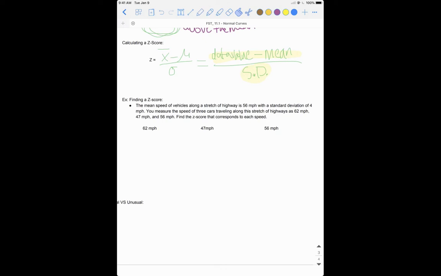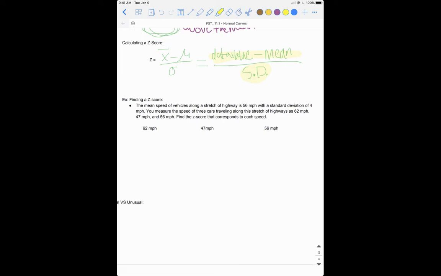All right, so now let's look at finding our z-score in an example here. This example says that the mean speed of vehicles along a certain stretch of highway is 56 miles per hour with a standard deviation of 4 miles per hour. You measure the speed of 3 cars traveling along the stretch of highway to be 62 miles per hour, 47 miles per hour, and 56 miles per hour. And we want to find the corresponding z-scores for each one of these.